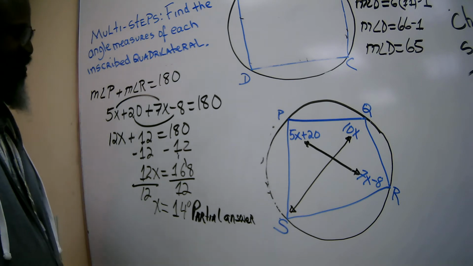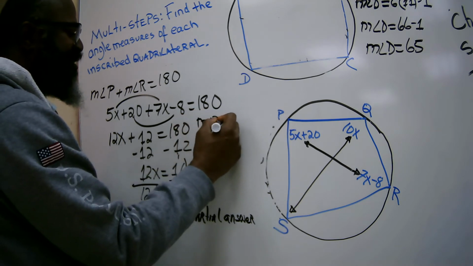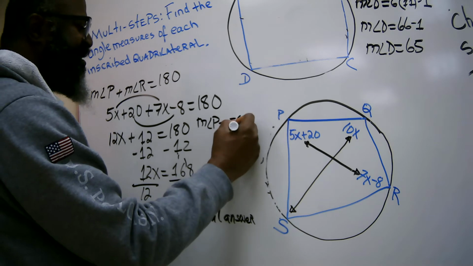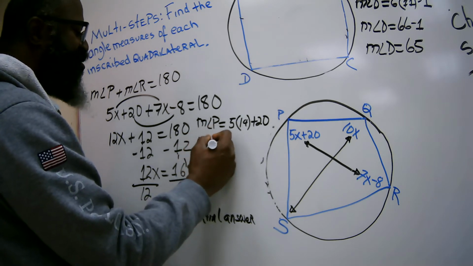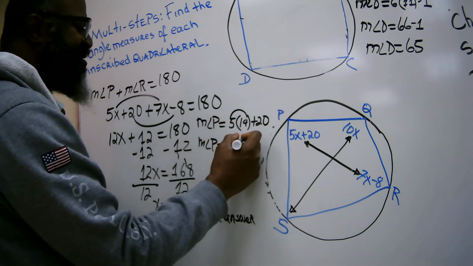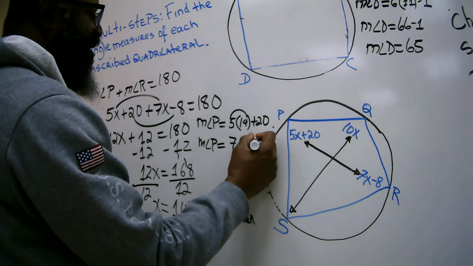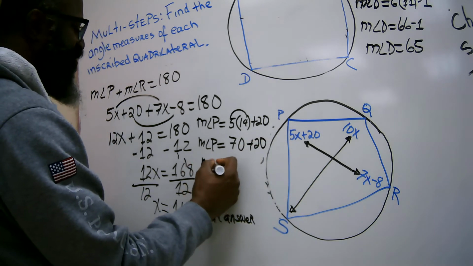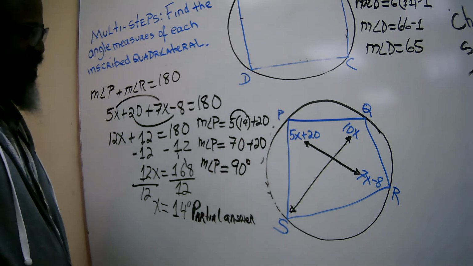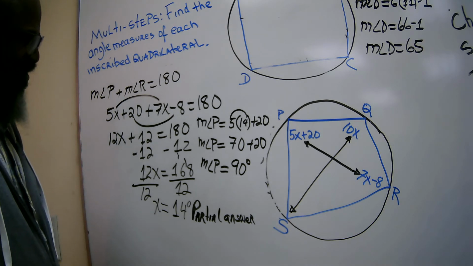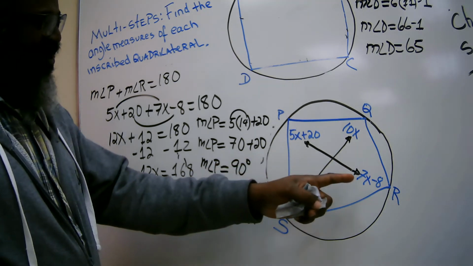Now in this case, I can find the measure of angle P easily. The measure of angle P is equal to 5 times x, which is 14, plus 20 degrees. 5 times 14 is 70, plus 20. In this case, the measure of angle P, 70 plus 20, is 90 degrees. Wow, that's a right angle. So we end up with that. Then, as you can see, if this is a right angle, then you can subtract that from 90. That will give you 90 again.